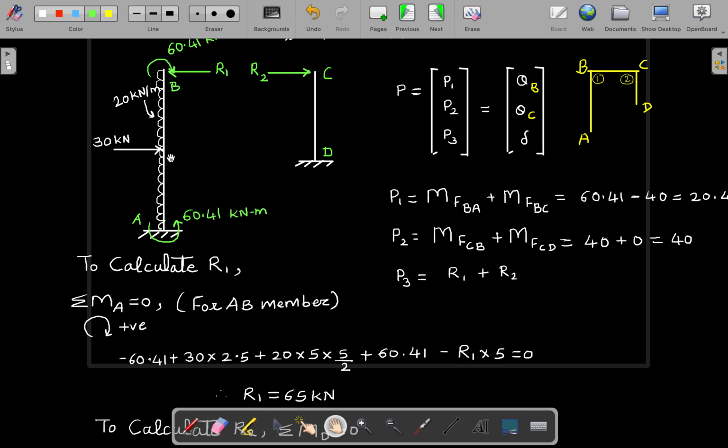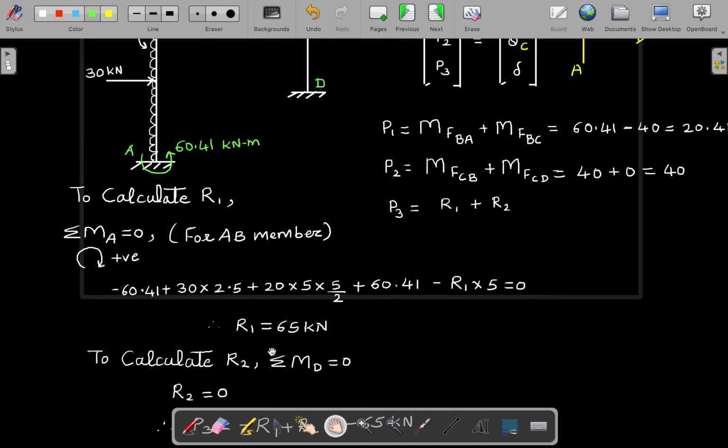Consider moment about A. So minus 60.41, this is anti-clockwise. And this is plus 60.41, this is clockwise. Then there is a load 30 into 2.5, clockwise. Then there is a UDL, so 20 into 5 into 5 by 2, as the CG will act here. Then R1 into 5, it is making anti-clockwise rotation. So our R1 is 65. Okay, R1 value is 65.